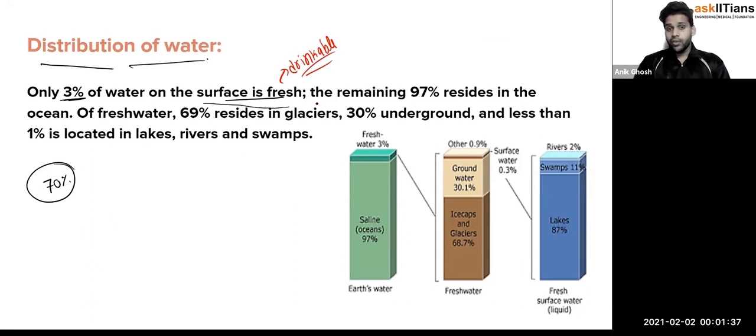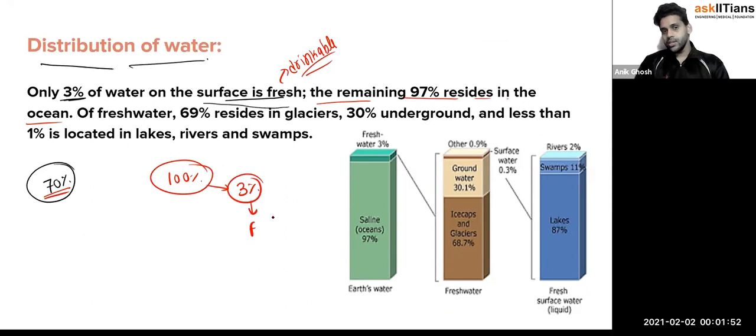So the remaining 97% resides in the ocean. If we take that we have 100% of the water, among them only 3% is fresh, and the rest of the 97% is just inside the oceans. So this is the ocean water. We cannot use it. We have to use the fresh water only.